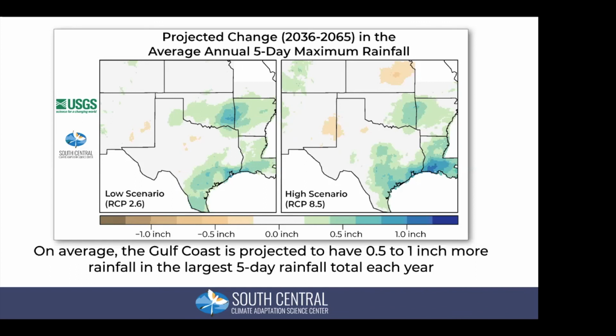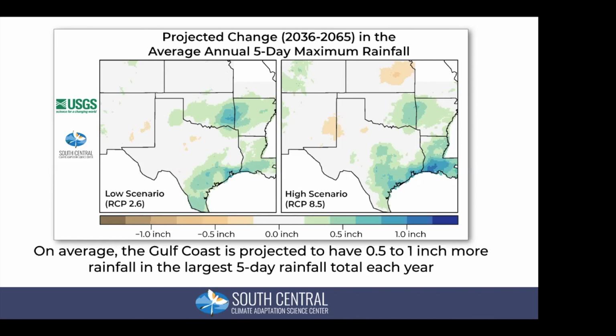Here we're looking to see if these multi-day events will dump more rain or less rain on us in the future. For the mid-century, we see two regions highlighted in both the low and high scenarios. Both of these coincide with the locations I just mentioned. Along the Gulf Coast, the results indicate an increase to 1/2 to a full inch of rain on average for the annual maximum 5-day rainfall period.